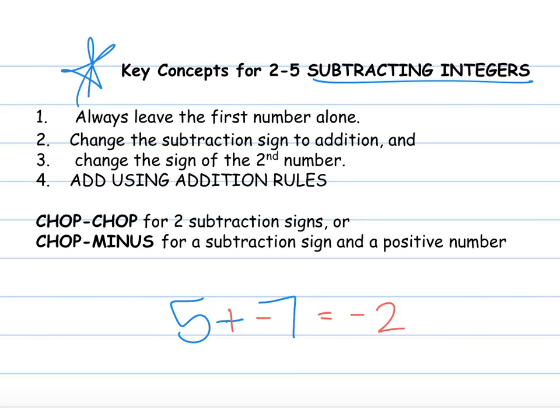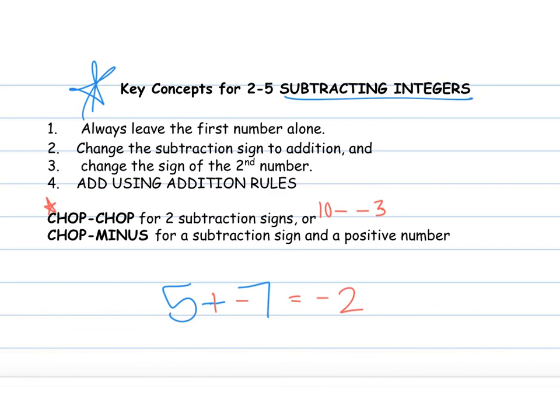Okay? And then these reminders here for you, the chop chop, we use for two subtraction signs. So that's if it is a minus minus, so 10 minus a negative 3. Chop minus for a subtraction sign and a positive number. So that would be 6 minus 12. Then you would do chop minus. So just some things to remember. Make sure you've got that written down in your notebook. If you are still stuck, just go back and re-watch the video. You don't need to do the examples again, but just listening and following along will be very helpful. Come with questions for our warm-up tomorrow in class.